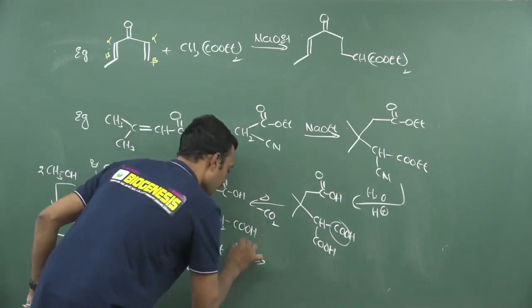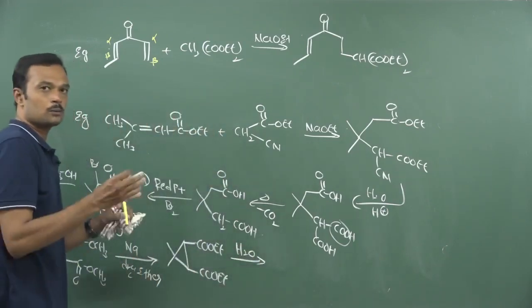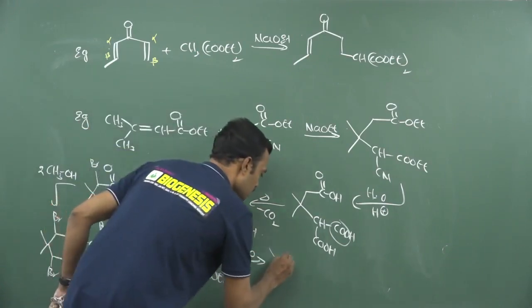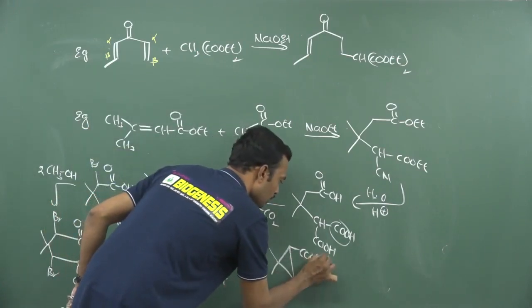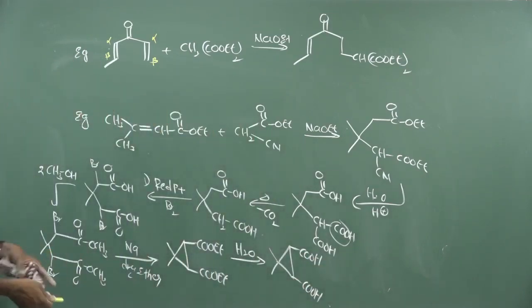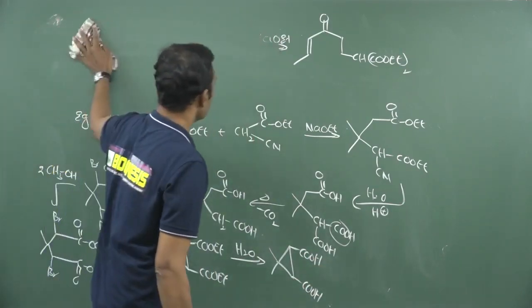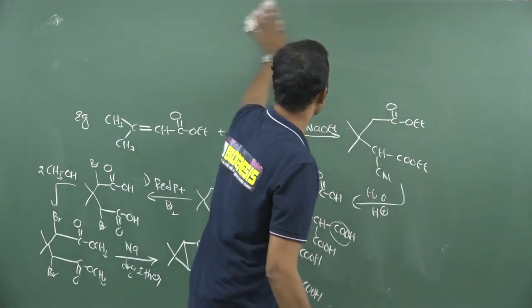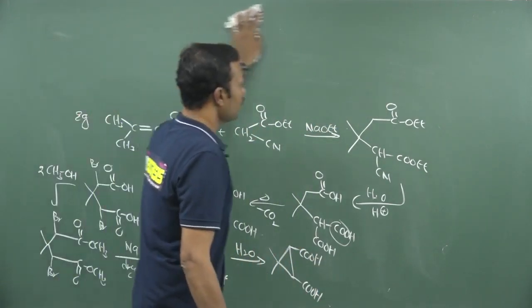And finally, if you do hydrolysis, this is ABC type of interconversions. Now finally, you may expect a caronic acid. This is called caronic acid formation. Very easy interconversions. Michael addition is most important for advanced reactions as well as GATE examination.